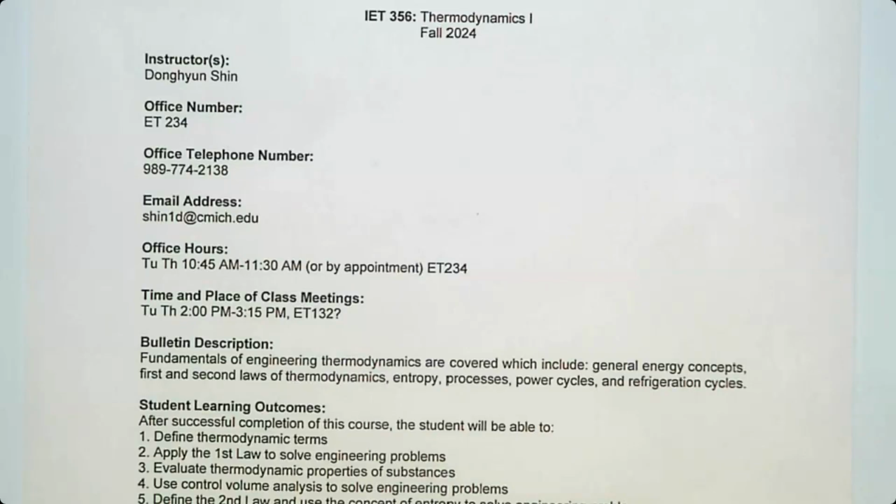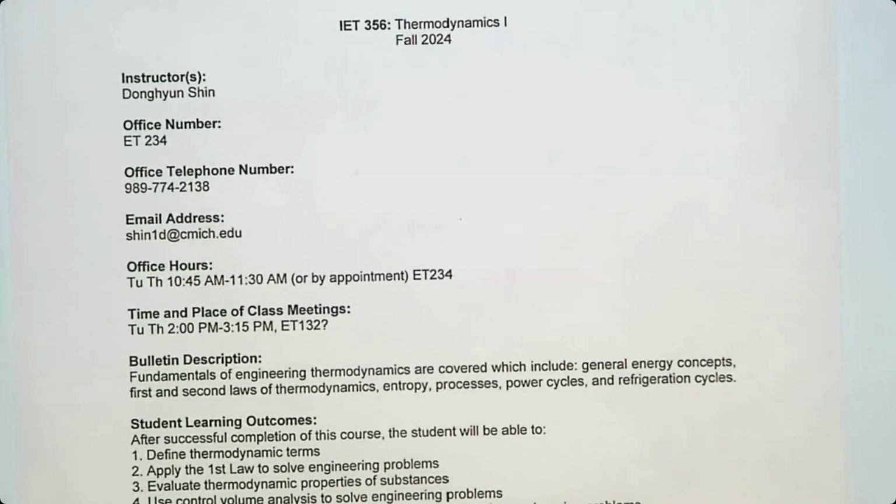Okay, my name is Donghyun Shin. It's a South Korean name. So we have several faculty members from South Korea. I think you met Hans Jung, right? Yeah, he's also one of my friends.